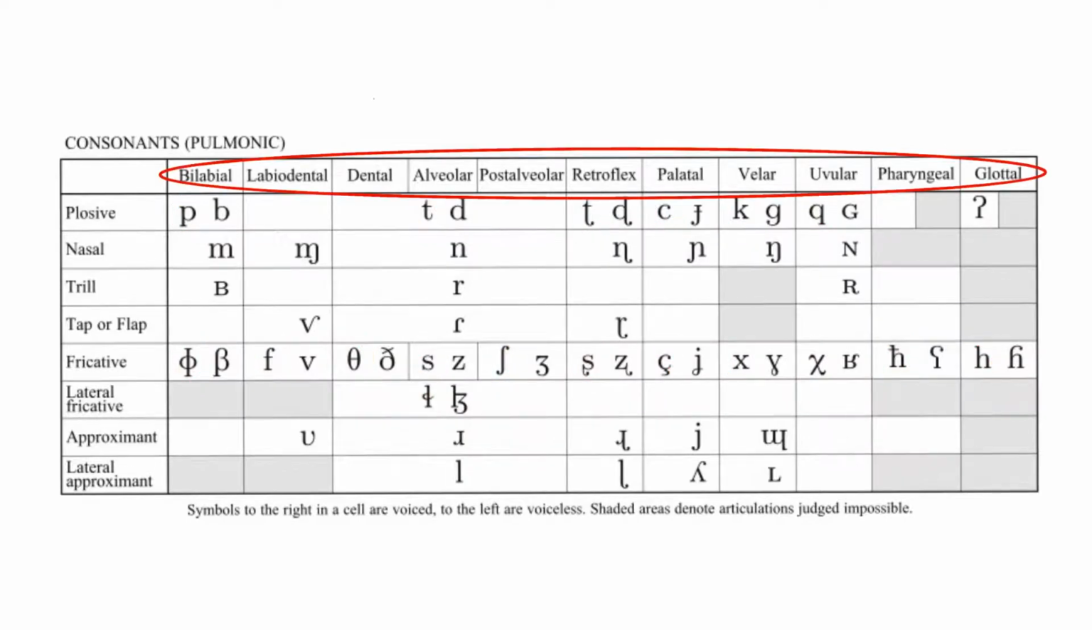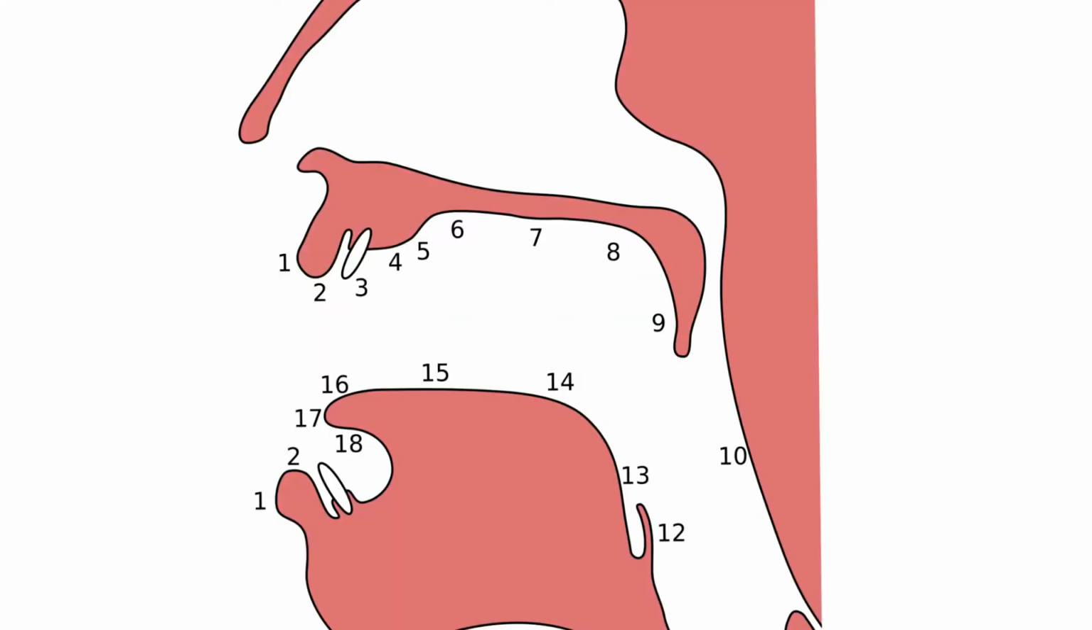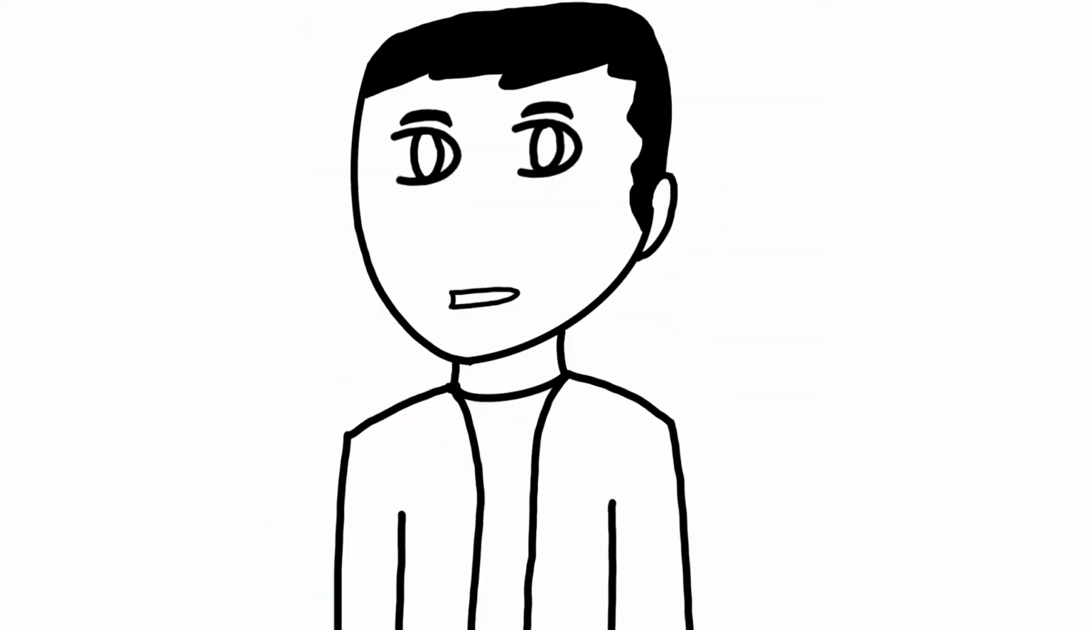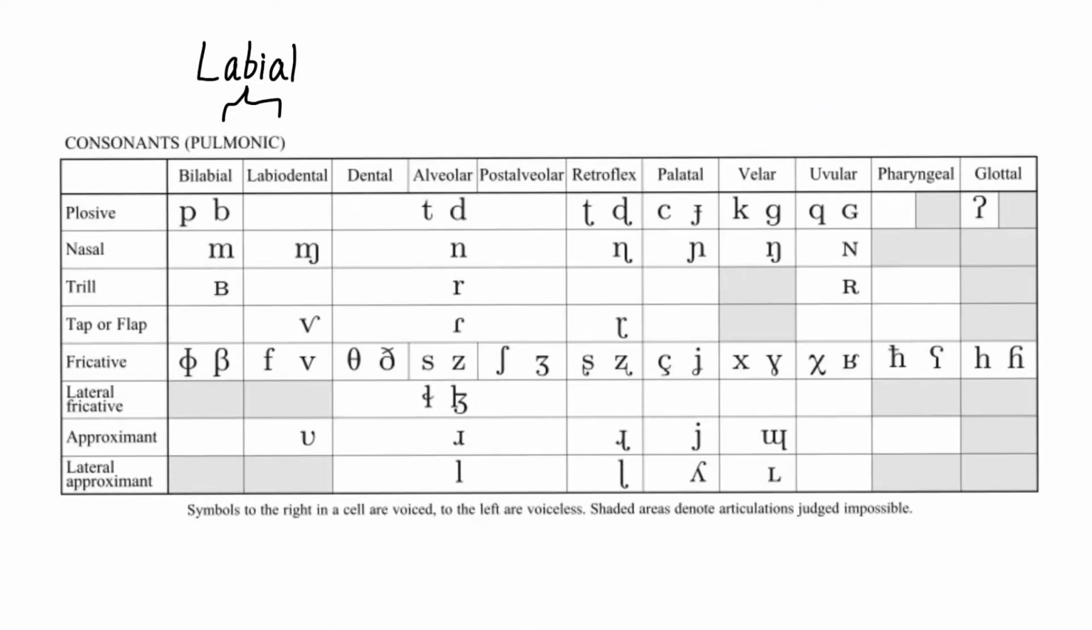I'll start with these top words, what they mean. They're the place, so the part of your mouth where the sound takes place. They're put in order from the front of the mouth, your lips, to the back of your mouth, your glottis. There are large groupings of place. These are labial, meaning that they use the lips.